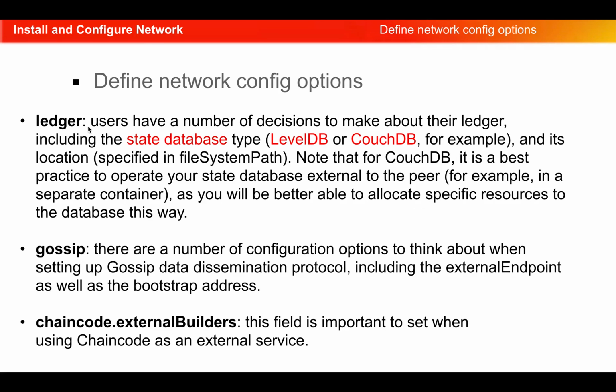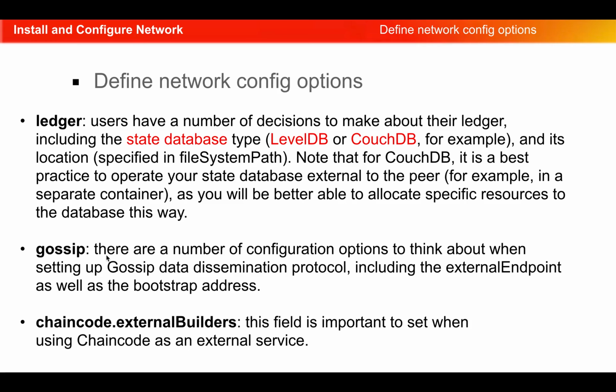You have a property like ledger. In this, the user has a number of decisions to make about the ledger, including the state database, as we have discussed before, which has two options: LevelDB and CouchDB. This is where you can give this property and tell which DB we are going to use for the state database, or world state database.